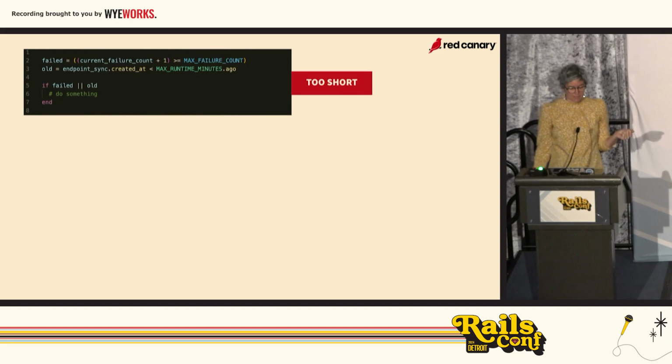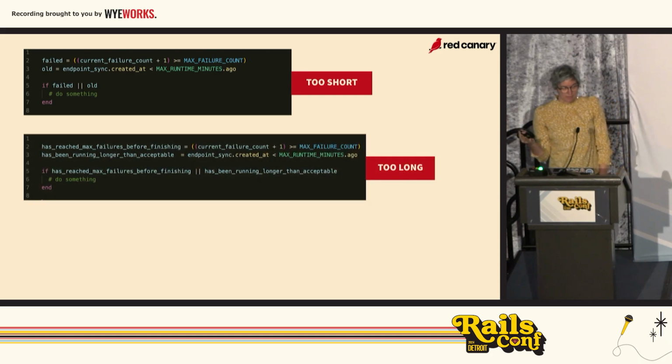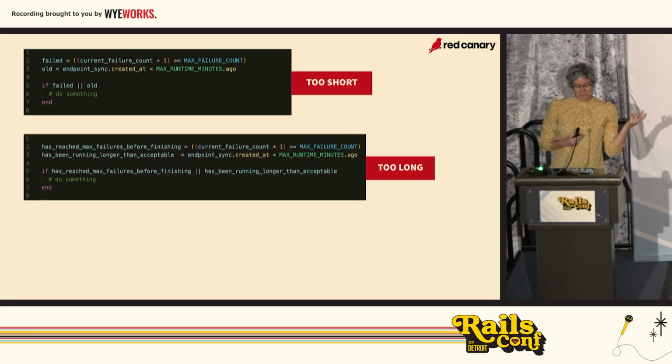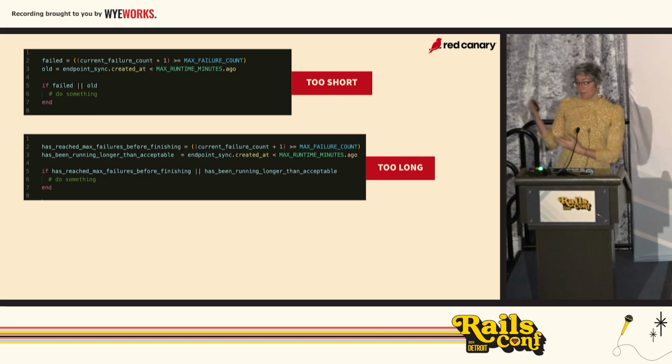So let's take a look at some examples. I know there's a lot of text up here. The key thing we care about is the variable names. So in the first one, our two primary variables that we're comparing against each other, we name them failed and old. Tells us something, but not very much, right? Other example, instead of failed, we have has reached max failure before finishing. Instead of old, we have has been running longer than acceptable. It's very clear, but that's a lot of typing, that's a lot of reading. This is actually harming as much as it's helping.